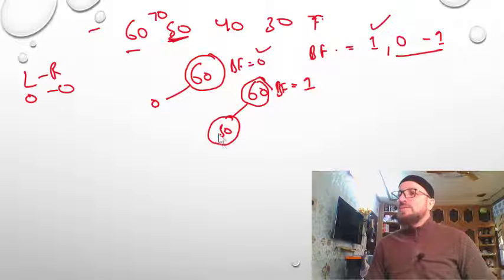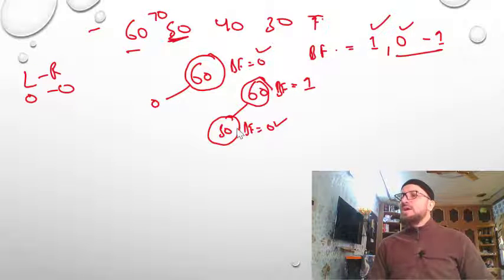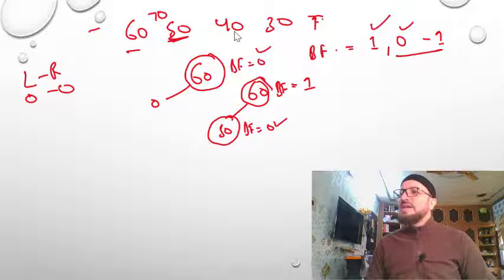Now what about the 50? Its left subtree is 0, right subtree is 0. What is the balance factor here? The balance factor is 0. So the balance factor of 50 is 0, and the balance factor of 60 is 1. Both are allowed. Now let us go for the next node. I should have gone for the 70 first.